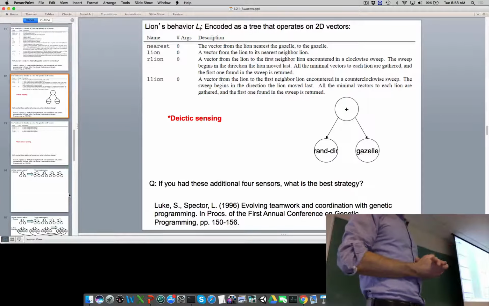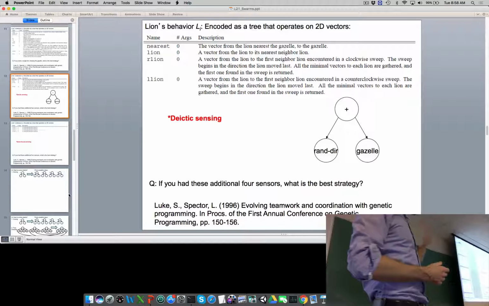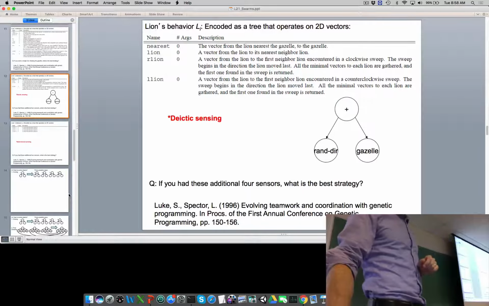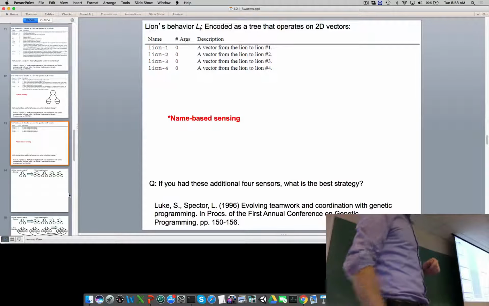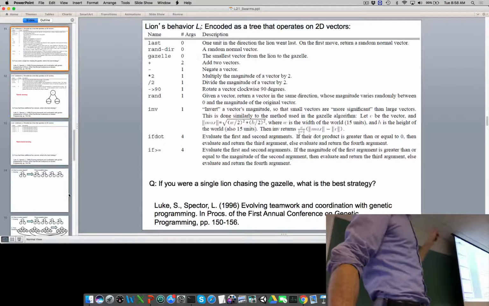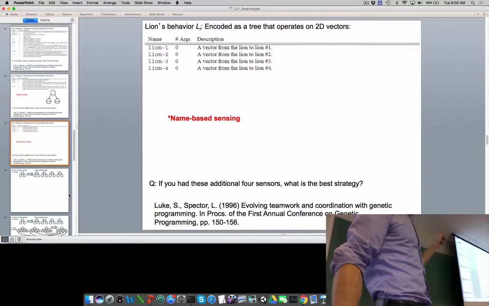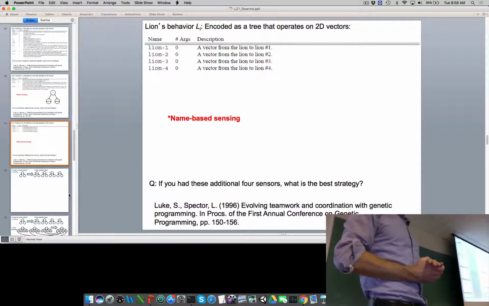Probably these, right? This is probably going to help. Okay, so we'll look at the results from these two experiments in a moment. They did a third experiment where, again, they started with the base set here and then added name-based sensing.